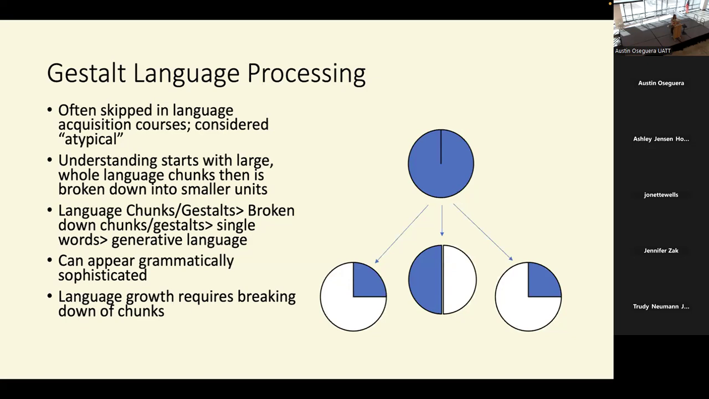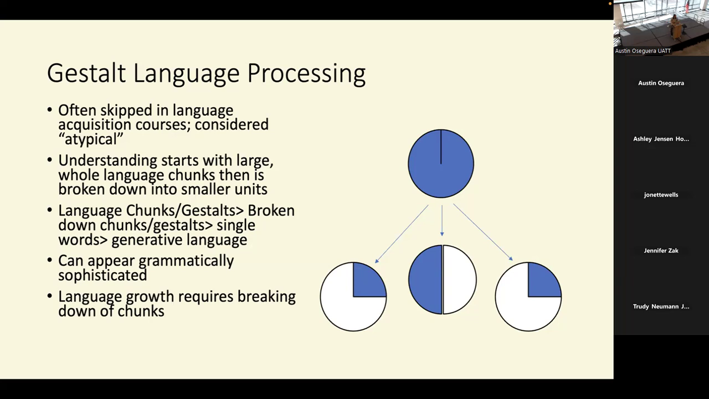And a lot of times Gestalt language processing is considered atypical if it's acknowledged at all. And I think what we find a lot is it's not acknowledged at all. So understanding starts with large whole language chunks, and then it's broken down into smaller units. So you have these chunks or gestalts or scripts. We can use a lot of different words to talk about these whole language pieces that kiddos start with. And then we go to broken down gestalts, and then single words, and then we get to generative language. So we can end up at the same place, but we have a different way of getting there.